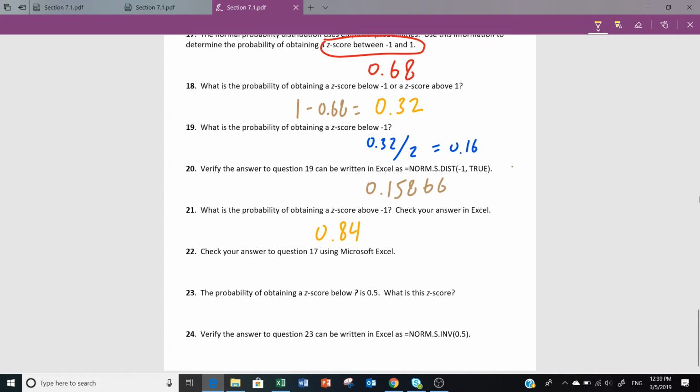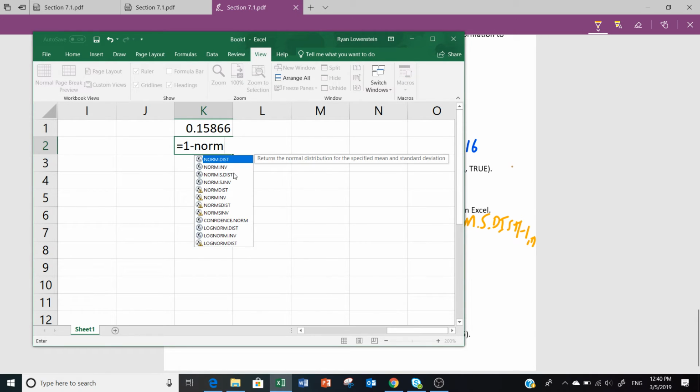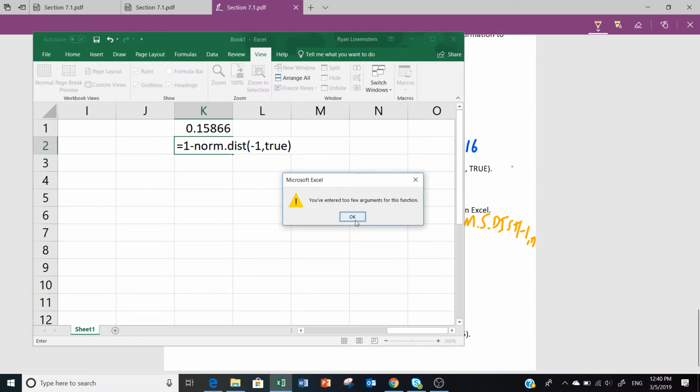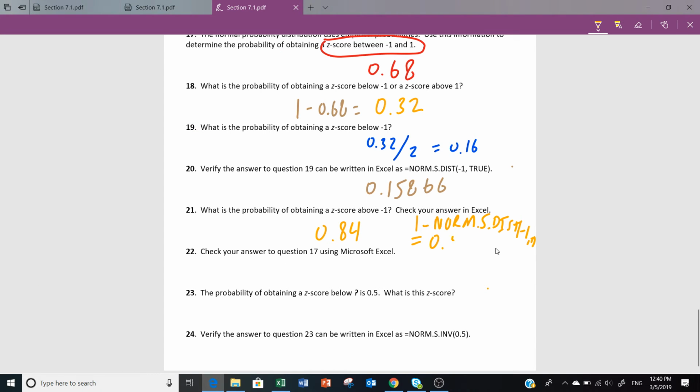We can also do that in Excel by doing 1 minus norm.s.dist of -1 comma true. When we do it in Excel, equals 1 minus norm.s.dist of -1 comma true, we see that we get 0.84134, which is basically the same thing.